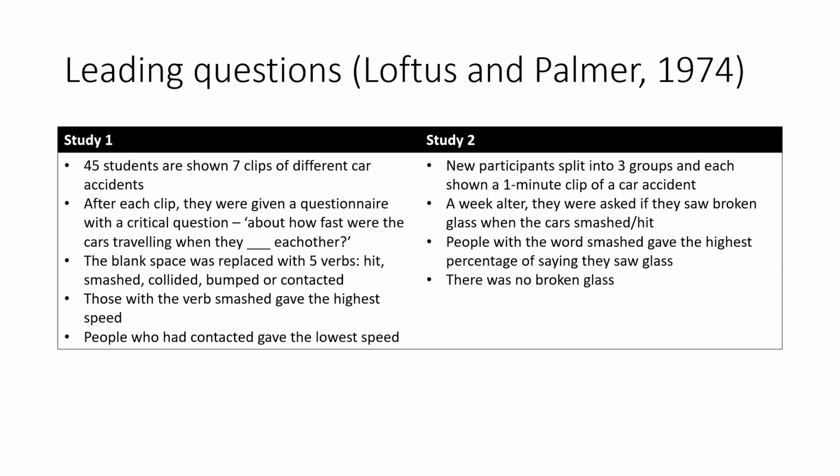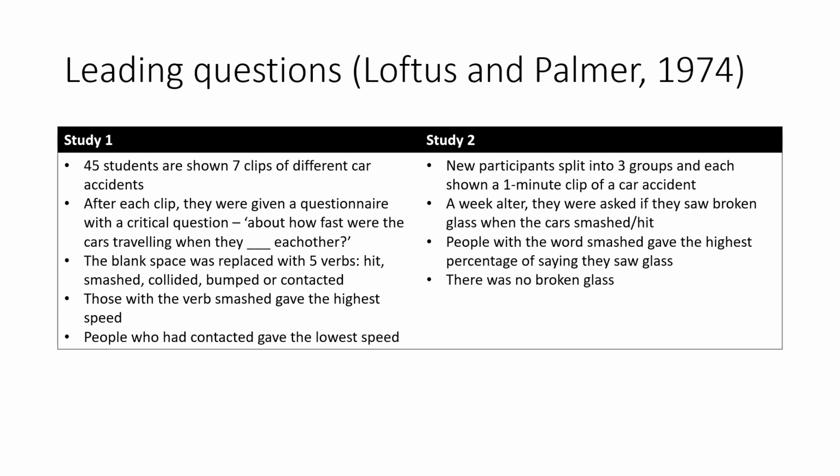So looking deeper into leading questions, you've got Loftus and Palmer 1974, who did 2 studies. The first one looked at 45 students who were shown 7 clips of different car accidents. After each clip, they were given a questionnaire with a critical question in it, which was how fast were the cars travelling when they each other. And that blank space was replaced with 5 verbs, either hit, smashed, collided, bumped, or contacted.